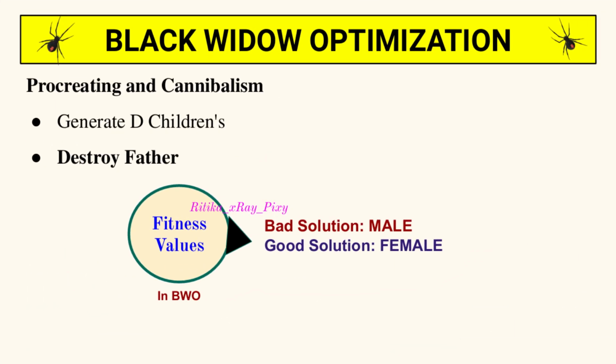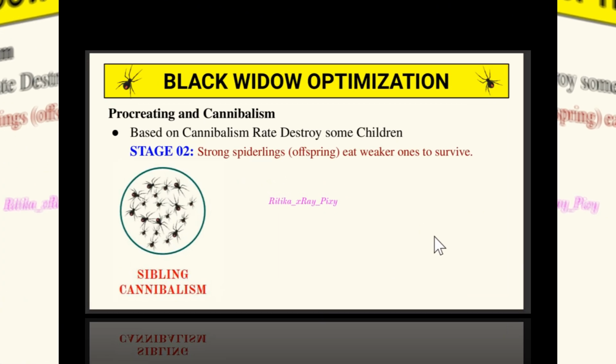Here weaker individuals with bad fitness value are male, because in real life the male is killed by the female. So here we will remove the bad solution. Here the male is removed after producing offspring. So we will remove the bad solution. Done. Second stage we have sibling cannibalism.